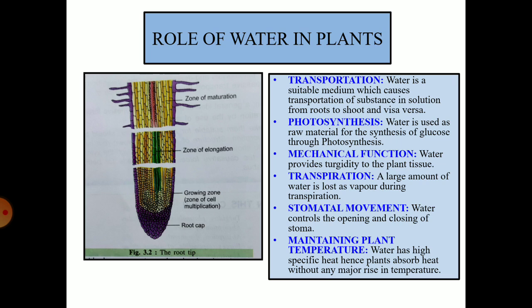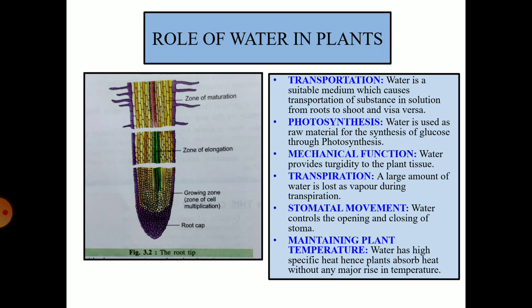The next zone is the zone of elongation. Here, the cells elongate and attain their full size. The third zone is the zone of maturation. Here, the cells mature according to where they are placed. That is, the cells of the epidermal layer form the root hair. The cells which are placed where the xylem vessel should be form the xylem vessels. So, this way, the outermost portion forms the root hair, which is responsible for absorption of water.